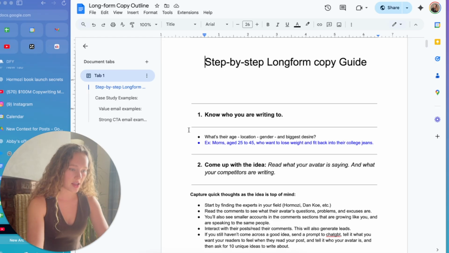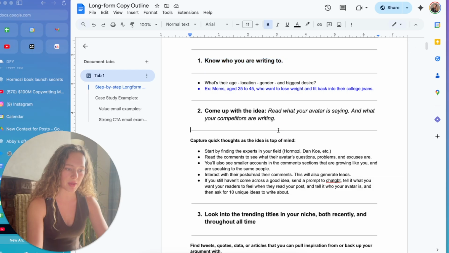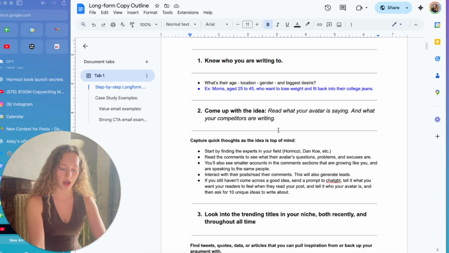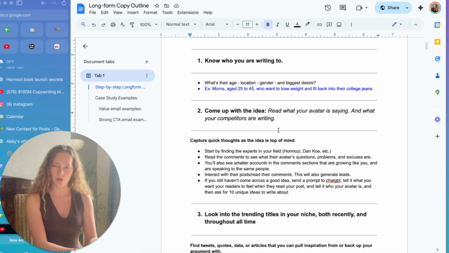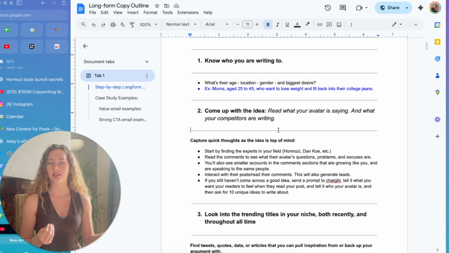But anyways, the first thing you got to do is know who you're writing to. This kind of goes without saying, so I'm not going to spend a lot of time on it. But basically, when you're writing any post, whether it's for a client or for your own avatar, you have to really think about what does their day-to-day life look like? What's their age group? What's the place in the world that they live? Do they have kids? Do they not? Do they have a spouse? Do they not? Like those things actually determine a lot as far as the style in which you write.